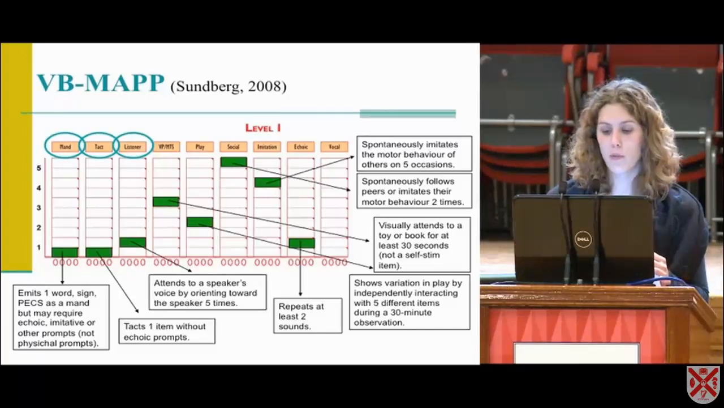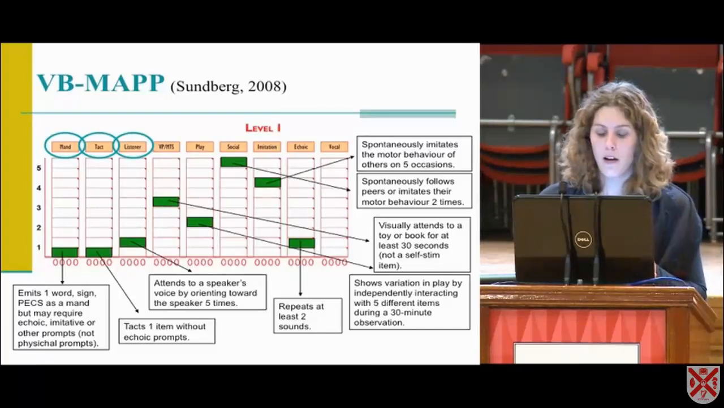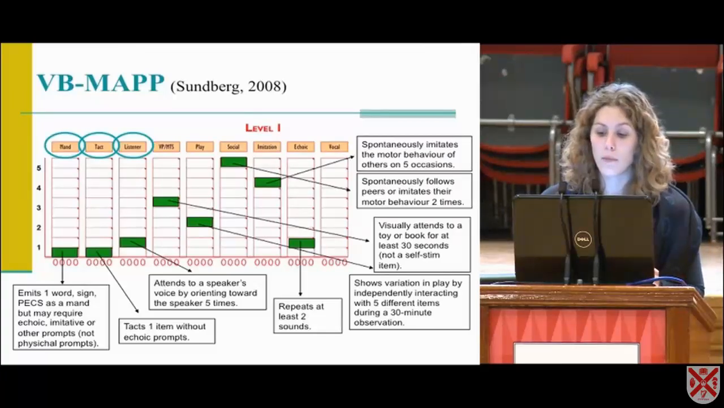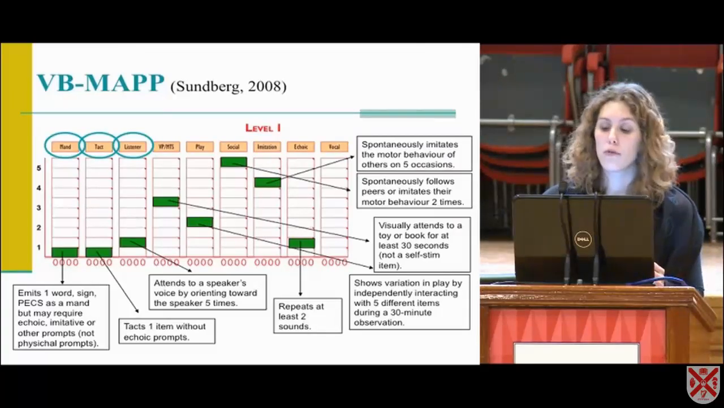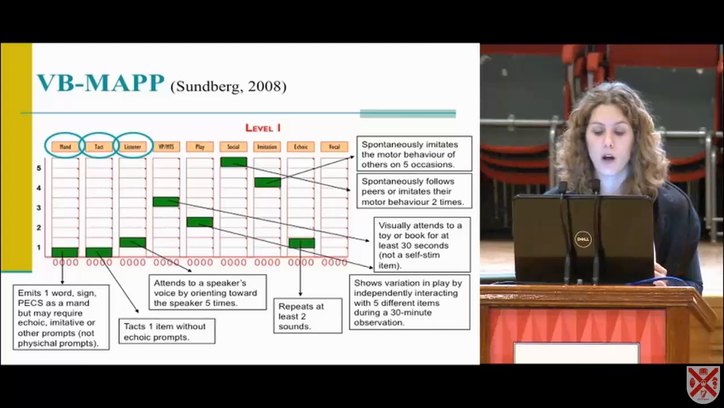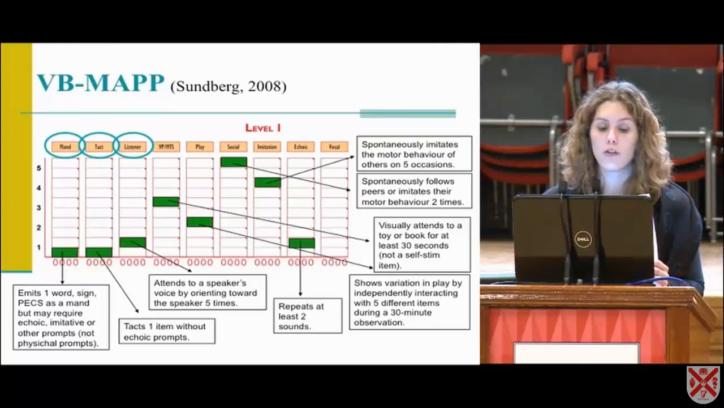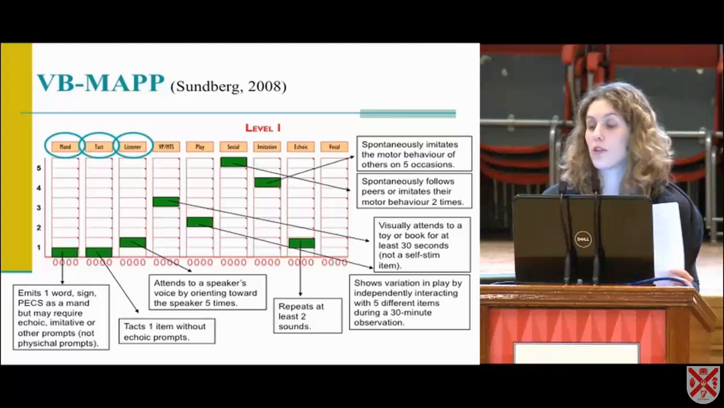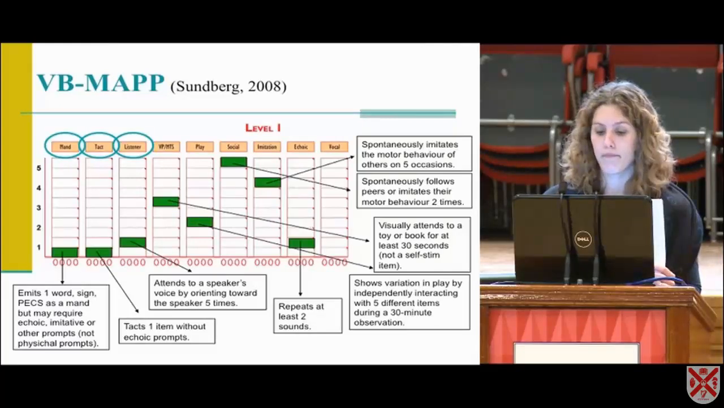I've got some more examples here. So fourth column is visual perception. Is the child able to attend to a toy or a book for 30 seconds? Color that in if the child is able. So after we've done this assessment, it takes quite a lot of hours, but it's very useful. Then we know which are the skills that are lacking, and we just start teaching them.